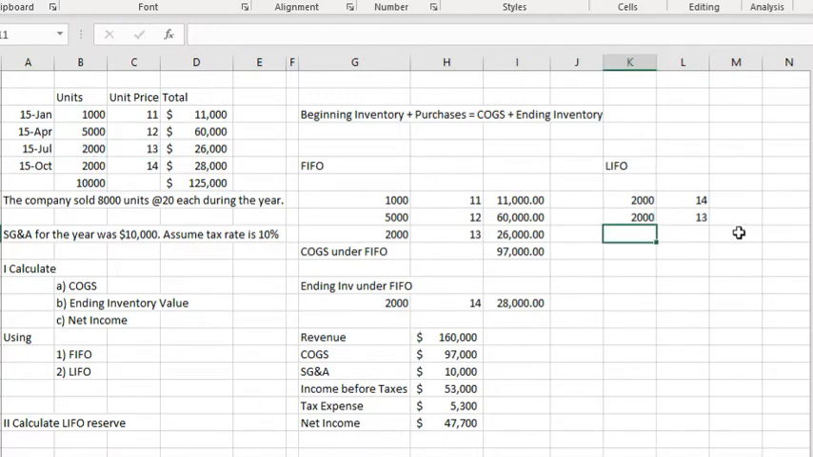And then we are selling 8,000 units, so these account for 4,000. We are missing another 4,000, and we are selling that 4,000 out of this part from the inventory. So let's calculate the LIFO value. And that's going to give us cost of goods sold under LIFO.